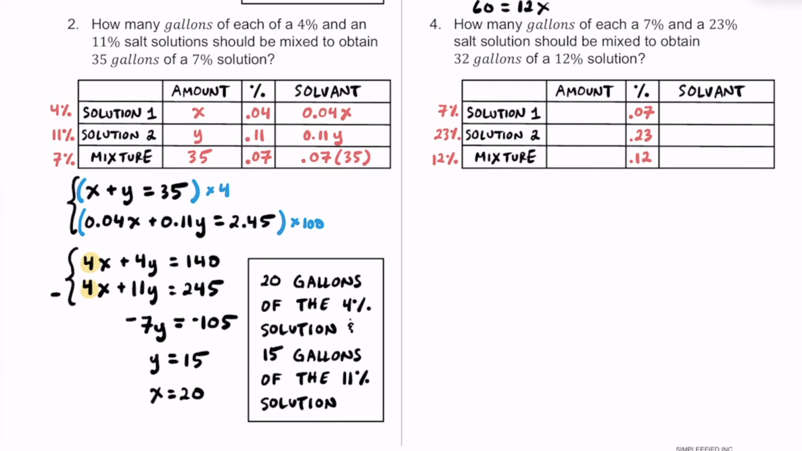Okay, we don't know how much of the first one we're putting in, so we're going to call that X. We don't know how much of the second one, we're going to call that Y, but we do know that we're looking for a total of 32 gallons.